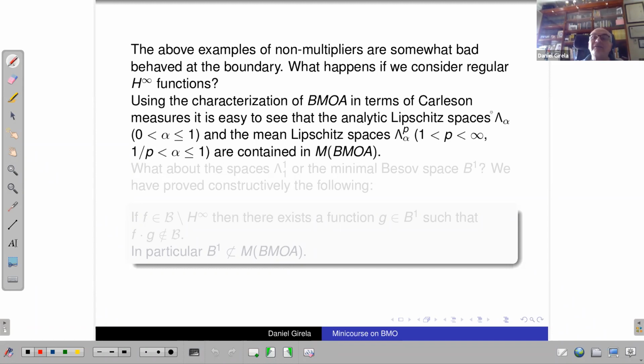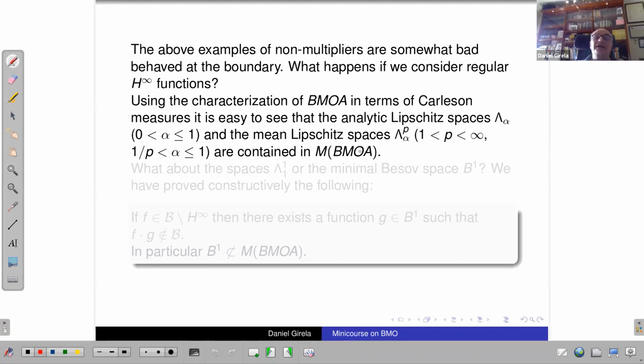So if we have this, maybe forget about this. If we have some function in this Lambda alpha, if one uses the characterization of VMO in terms of Carleson measures that I gave a few minutes ago, then it is easy to prove that actually the functions in this space are multipliers of VMO.